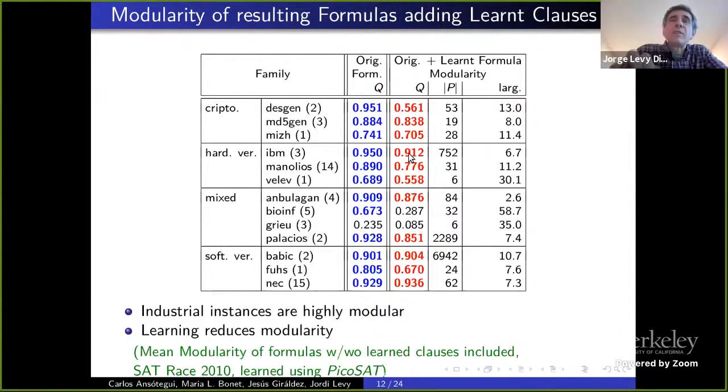And the other thing that we observe is that it seems natural that the SAT solver tries to destroy the clauses connecting distinct modules, and that it tries to increase the modularity of the formula. But in practice, what we observe during the execution of the solver is that the learning reduces the modularity of the formula. So somehow it's something that is not taken advantage of by the solver, probably because if you concentrate only on one of the modules of the formula, this is not enough to prove the unsatisfiability of the formula. You have to consider several modules of the formula.